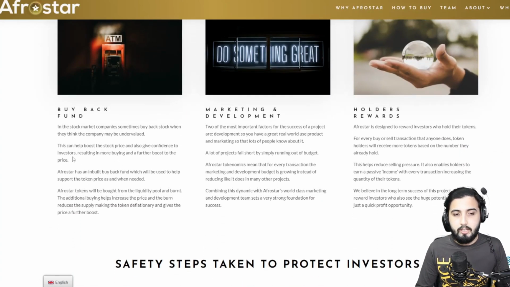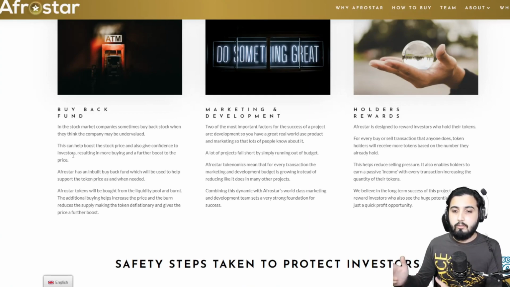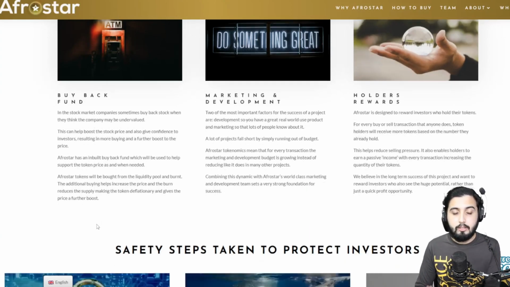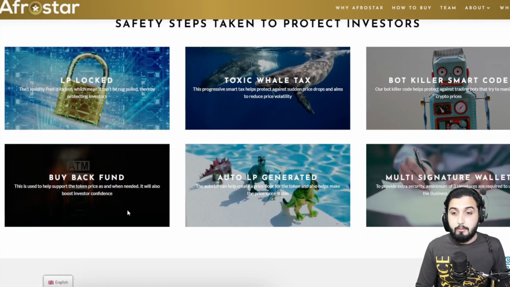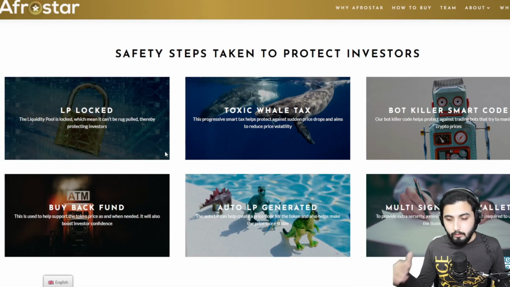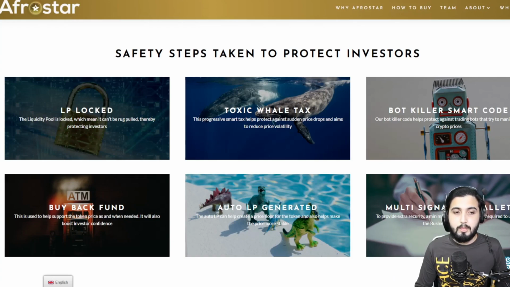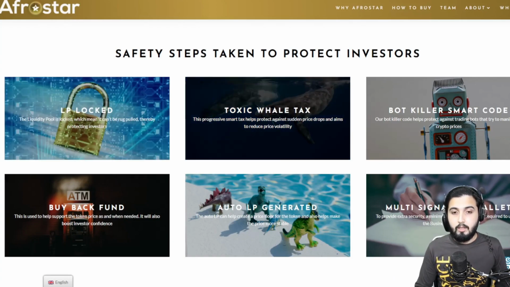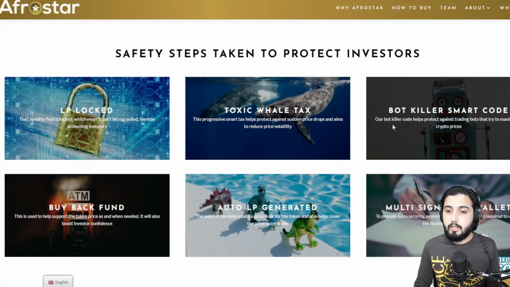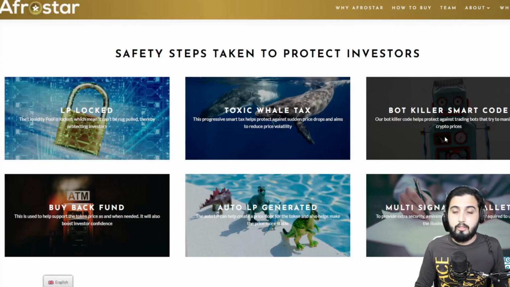There's more details about this, like right here, why they have the buyback fund. We basically know about all these things, like why different projects have these. But these are the safety measures to protect investors. There's a lot of barriers that you can actually put against the bots, against the whales, against the paper hand people. So they basically have the liquidity pool locked, which means it can't be rugged, thereby protecting investors. And then there's a toxic whale tax. This progressive smart tax helps protect against sudden price drops and aims to reduce price volatility. And then there's the bot killer smart code. Our bot killer code helps protect against trading bots that try to manipulate crypto prices.